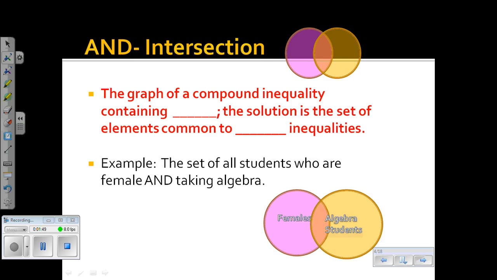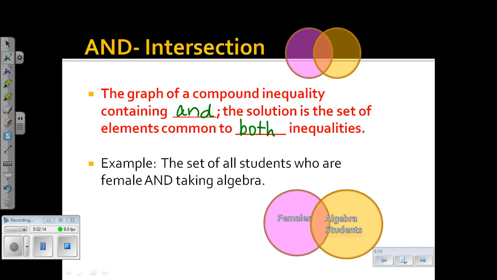Okay, so let's start with an intersection. An intersection is the graph of a compound inequality containing and. The solution is the set of elements common to both. So if we say and, that means that whatever numbers are the solutions have to satisfy both inequalities.